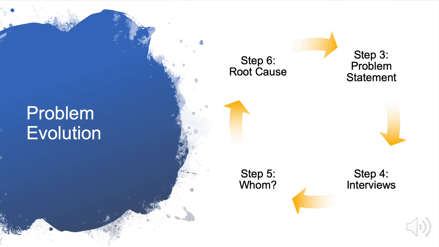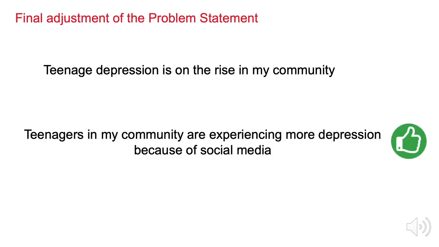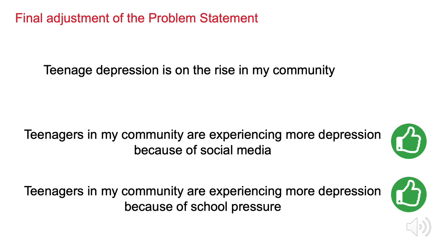So, returning to our wheel, like I said before, the hardest and most important part of this process is problem statement formation. Once you have done all this work, you've done your interviews, you've figured out your root cause, you've figured out who it benefits, you might want to do one final adjustment to your problem statement. For example, you may have started in step 3 with "teenage depression is on the rise in my community," which is a great problem statement. But you might want to add in the root cause: "Teenagers in my community are experiencing more depression because of social media or because of school pressure."